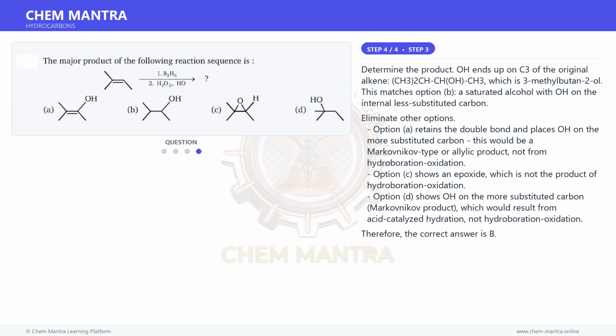This matches option B, a saturated alcohol with OH on the internal less substituted carbon. Eliminate other options. Option A retains the double bond and places OH on the more substituted carbon. This would be a Markovnikov type or allylic product, not from hydroboration-oxidation. Option C shows an epoxide, which is not the product of hydroboration-oxidation. Option D shows OH on the more substituted carbon, a Markovnikov product, which would result from acid-catalyzed hydration, not hydroboration-oxidation.